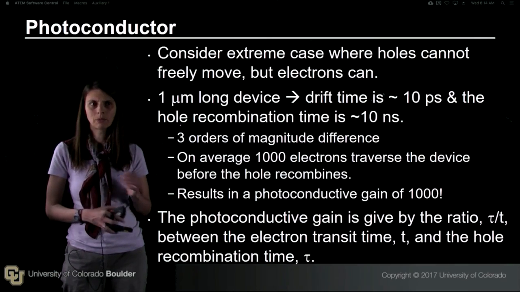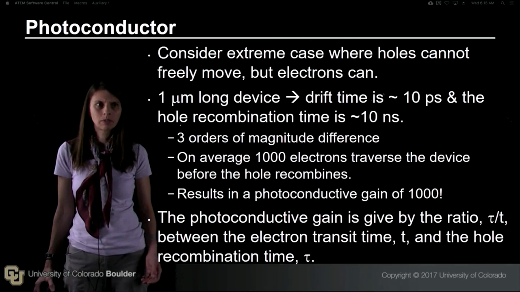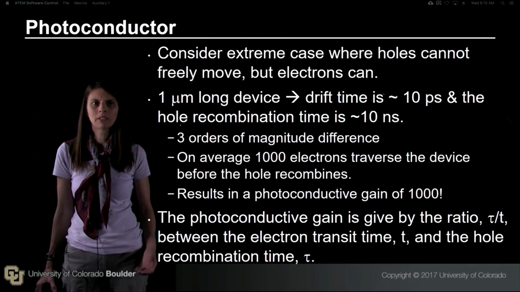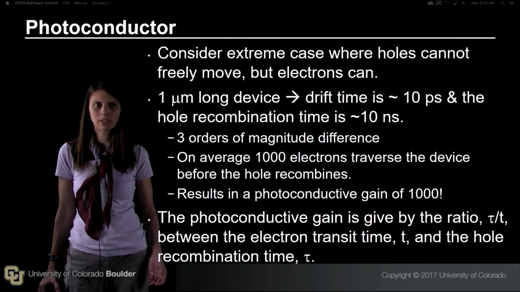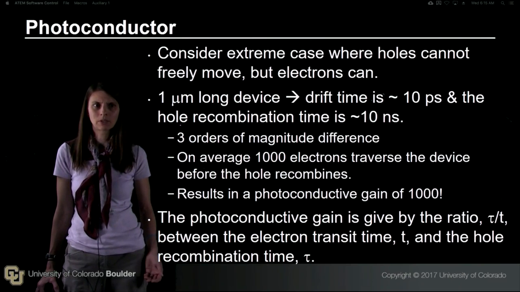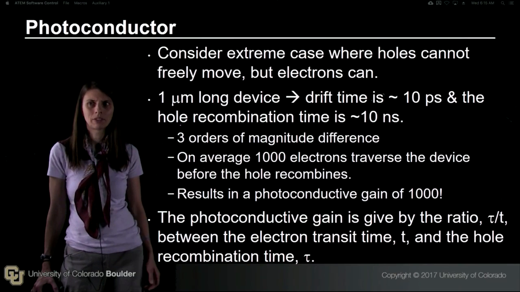Let's take the case where holes can't move, but electrons can. In this case, when there's a photogeneration event, the electron will drift towards the positively biased contact, while the hole is localized at the position where it was generated. When the electron arrives at the contact and exits the semiconductor, it leaves behind positive charge, and an additional electron is injected to maintain charge neutrality. Then the injected carrier drifts towards the positively biased contact and exits, resulting in another electron injected into the semiconductor. This is repeated many, many times until the hole finally recombines.